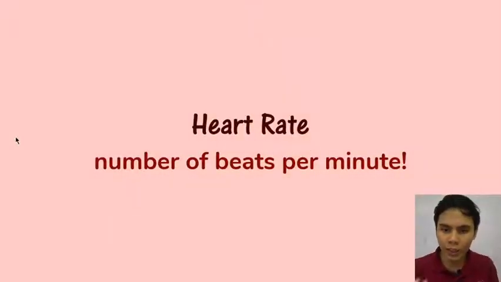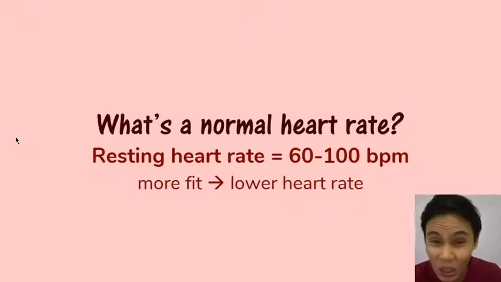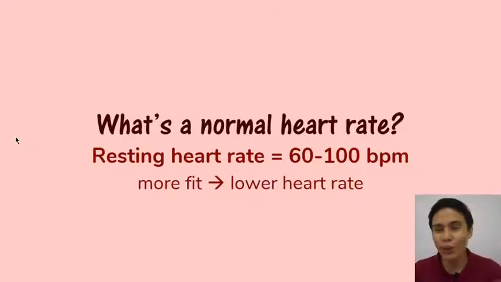So when we count this pulse in a certain time frame, we get what we call the heart rate. It's the number of heartbeats per minute. A normal heart rate is around 60 to 100 beats per minute. So the question is, are you normal? Is it within that range? If your range is about 100 BPM or so, that's still normal, but that means you're not that physically fit.